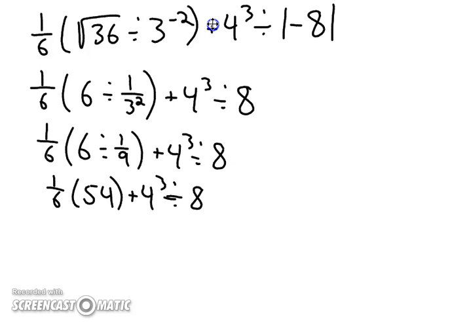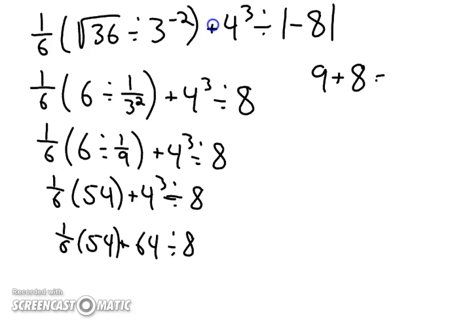Next, we do our exponents. 4 cubed, 4 times 4 times 4, is 64. So we have 1/6 times 54 plus 64 divided by 8. We follow this with our multiplication and division from left to right. So 1/6 times 54 will give us 9. 64 divided by 8 will give us 8. And finally, 9 plus 8 is 17.